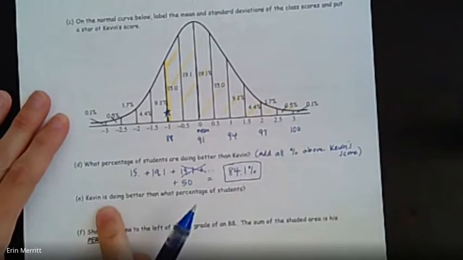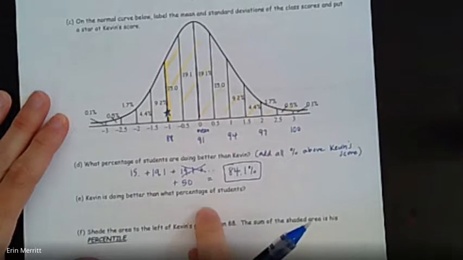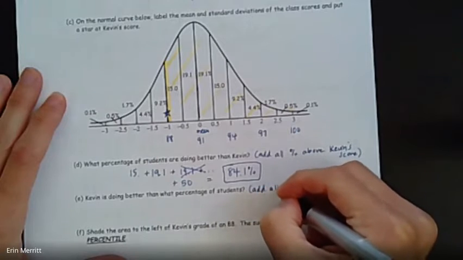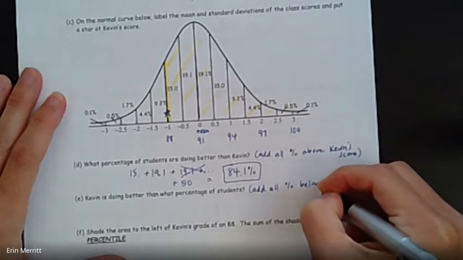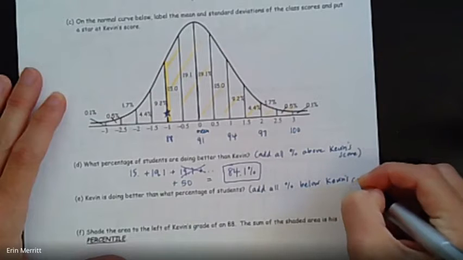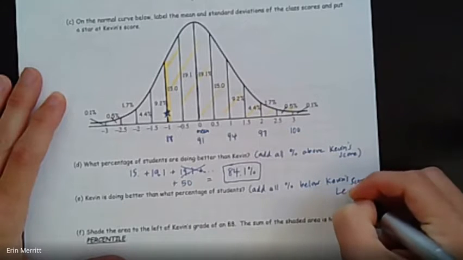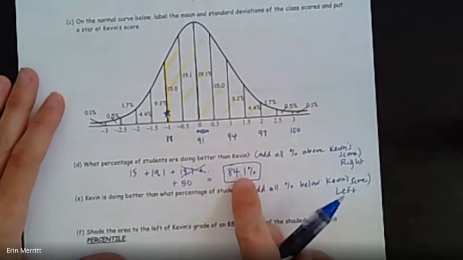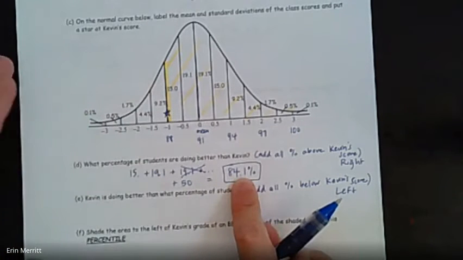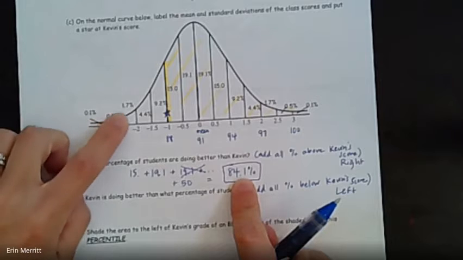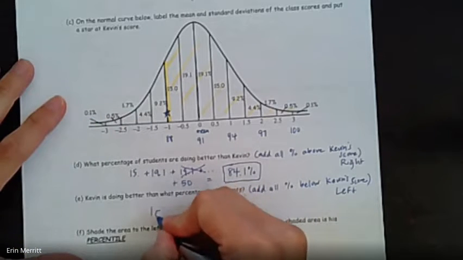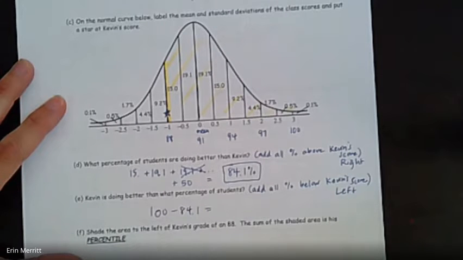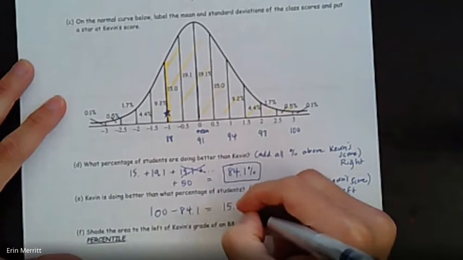When it says Kevin is doing better than what percentage of the students, well, in that case, you could add up everybody to the left. So you could add all the percents below Kevin's score, which means to the left, whereas up here it was to the right, right? Or you could do 100 minus the values above. So there's a lot of ways to do this. Otherwise, you can add up the 0.1, 0.5, 1.7, and so on. I'm going to go the faster route and go 100 minus 84.1. If we do 100 minus 84.1, that'll leave us with 15.9.